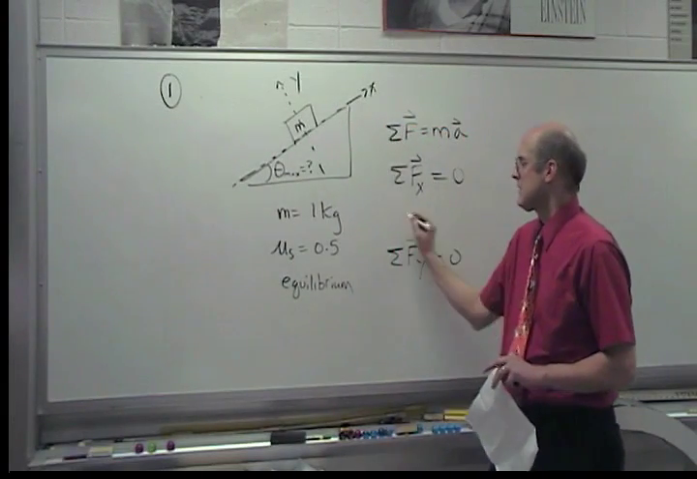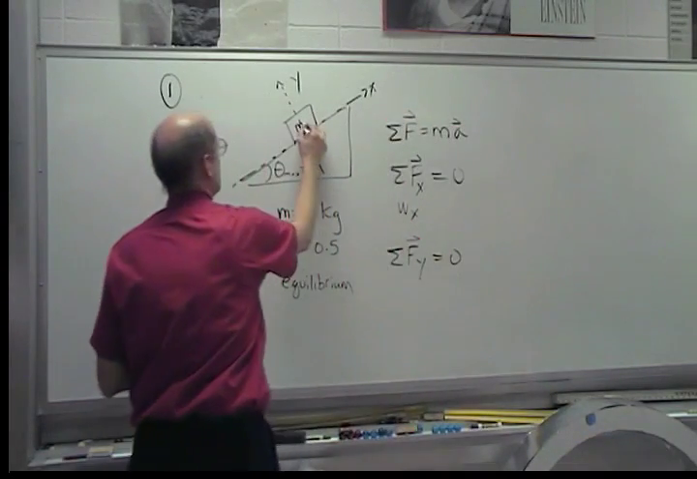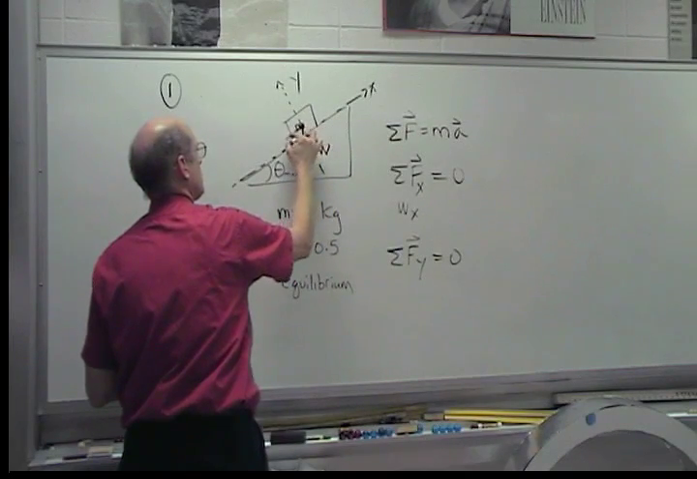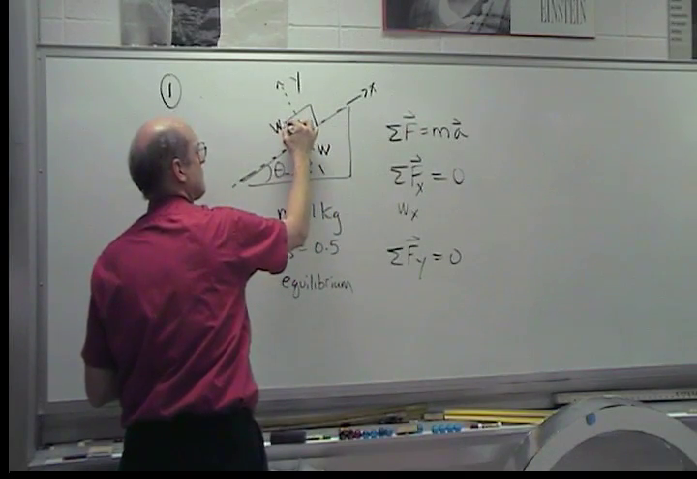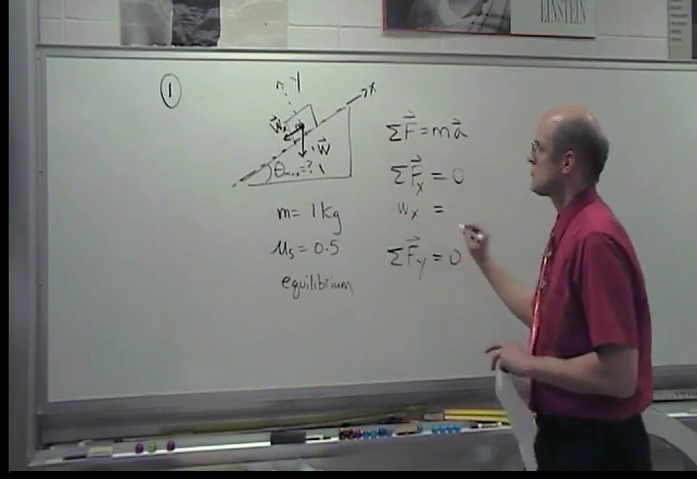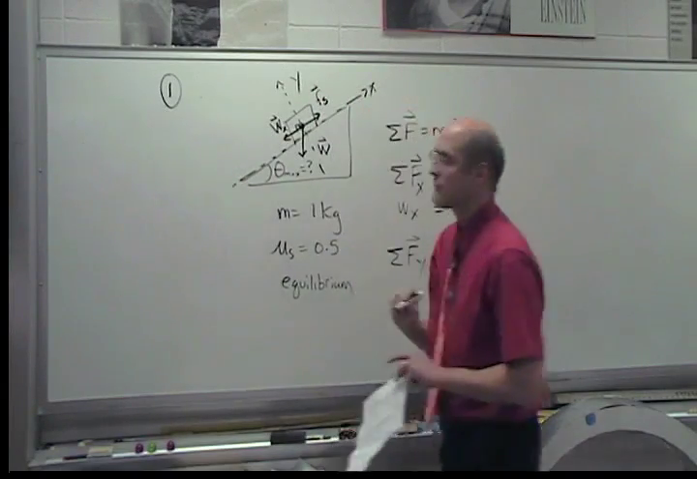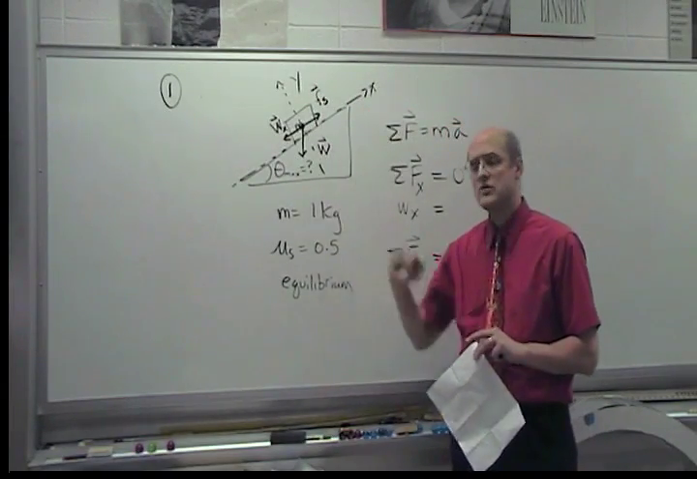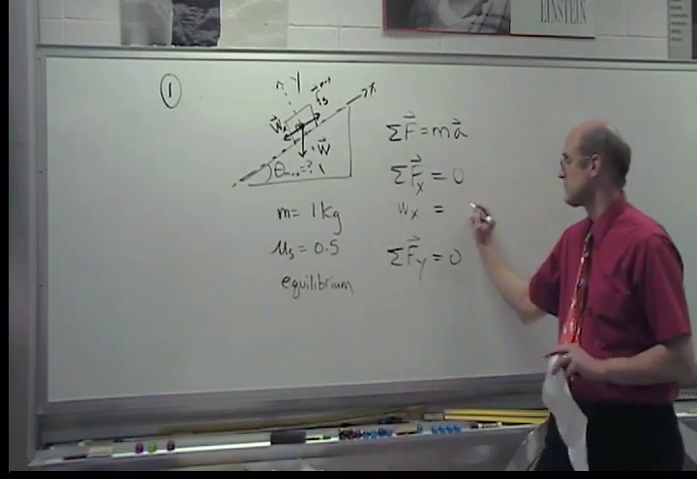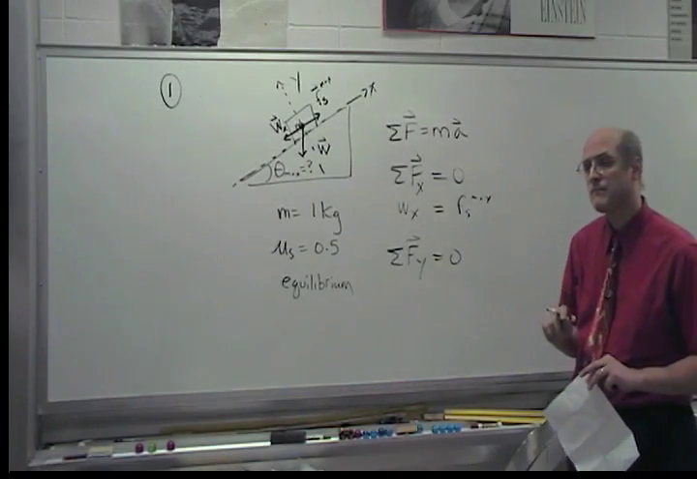So I know then that the x part of the weight of the box right here must be equal to the static friction force. And since the angle is going to be a maximum value, we have a maximum force of static friction being equal to the x part of the weight.